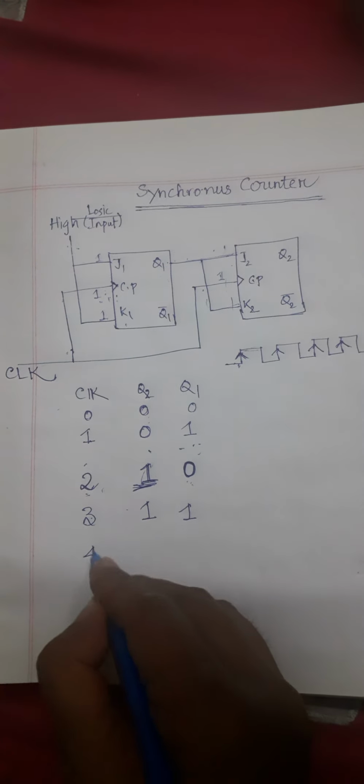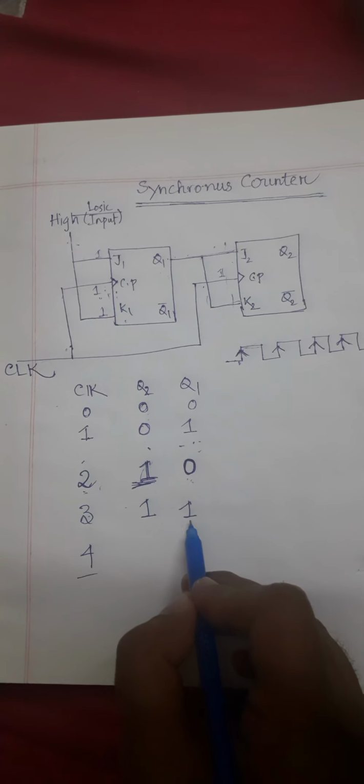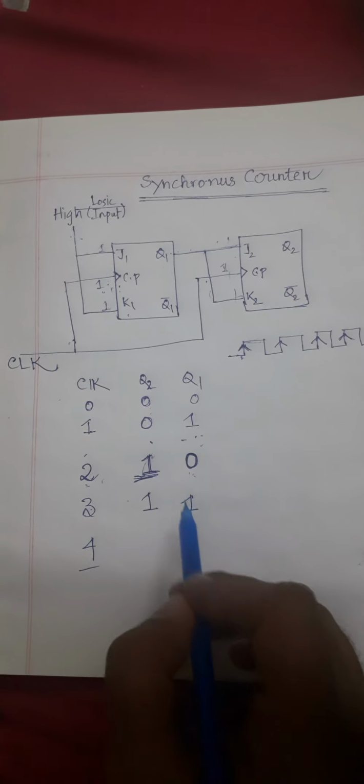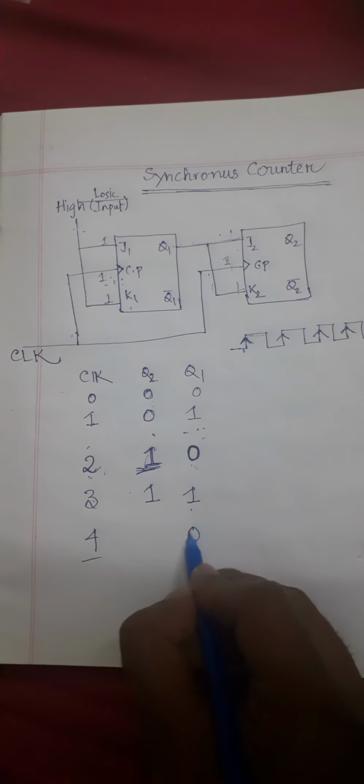at Q1. We are talking about the fourth clock cycle. Due to this triggering, we will have a toggled output at Q1. Q1 previously had a value of 1. Now due to this toggling, we will have 0.